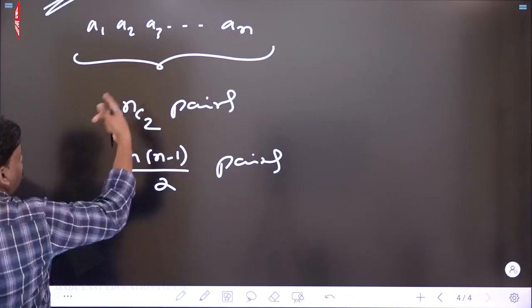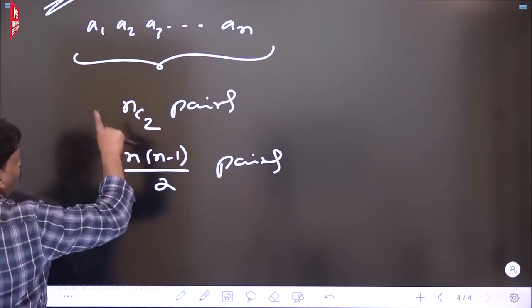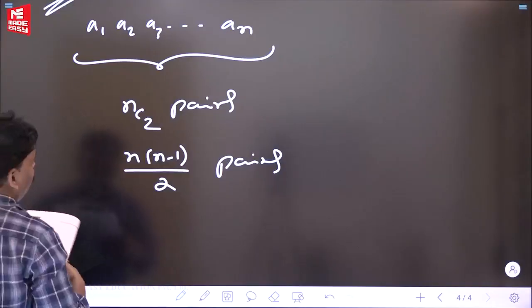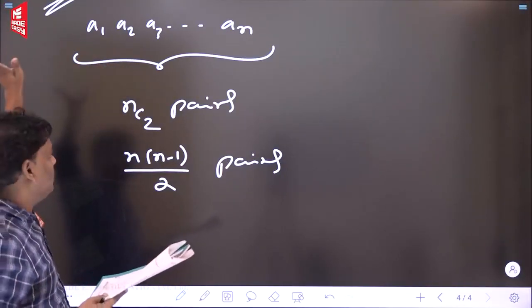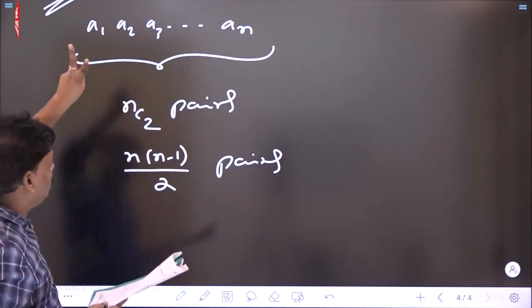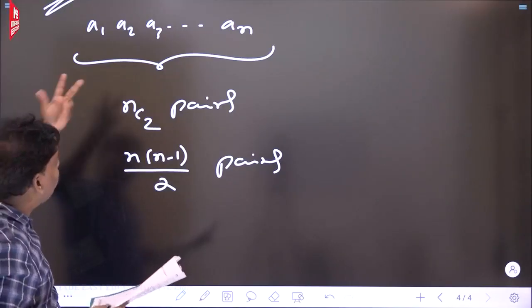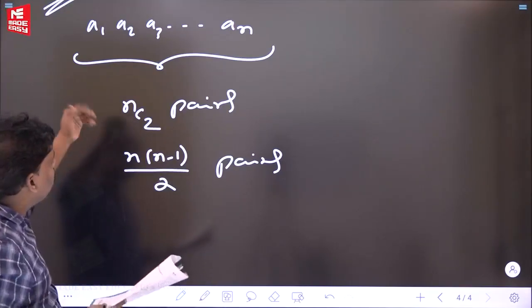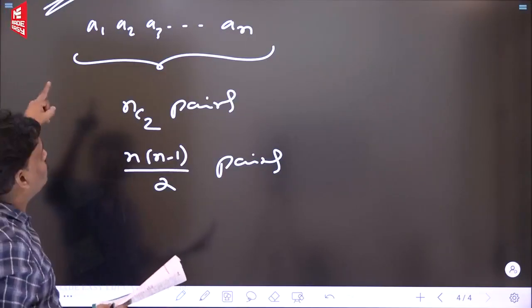It may be an inversion, it may not be an inversion. The probability that it will become an inversion is 1 by 2. So take any pair, ai, aj. It may be an inversion, it may not be an inversion, two possibilities. So what is the probability that the pair becomes an inversion? The probability is 1 by 2.